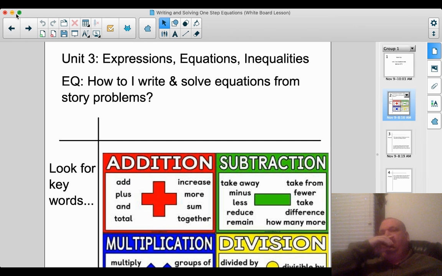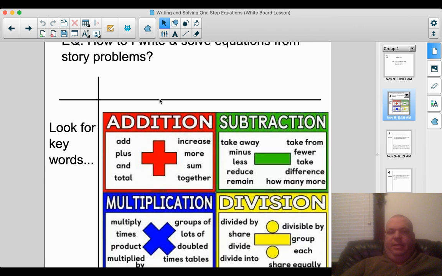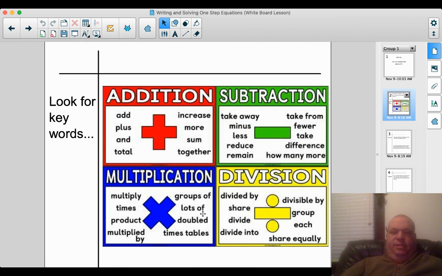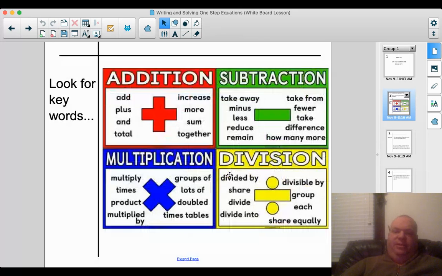Hello, everybody. Today we're going to talk about writing some of the equations that we've been solving. We're going to be dealing with story problems and looking again for keywords. Now, these are not ones you have to write down now. These should already be in your notes when we talked about writing expressions and writing inequalities. But it's the same words, just reminders to be looking for these as an indicator of what operation you're doing.